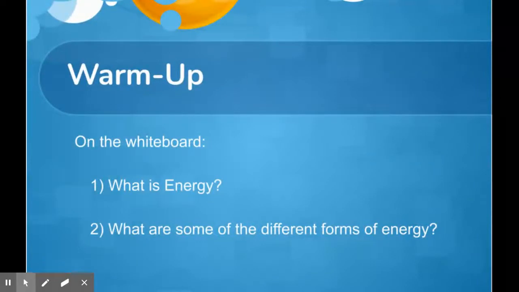So before we get started, I want you to think about these two questions. What is energy, and what are some of the different forms of energy? So go ahead, take a minute, and jot a few things down.